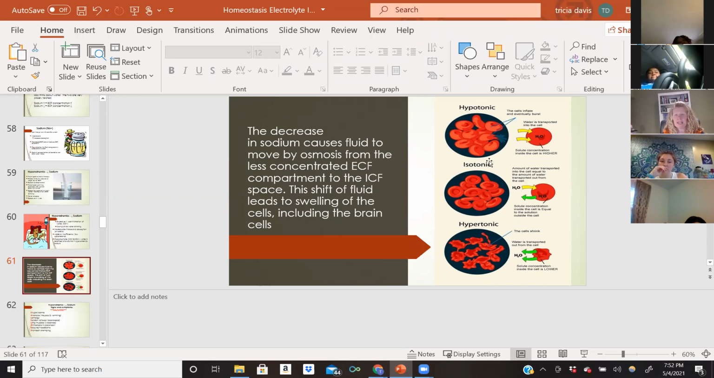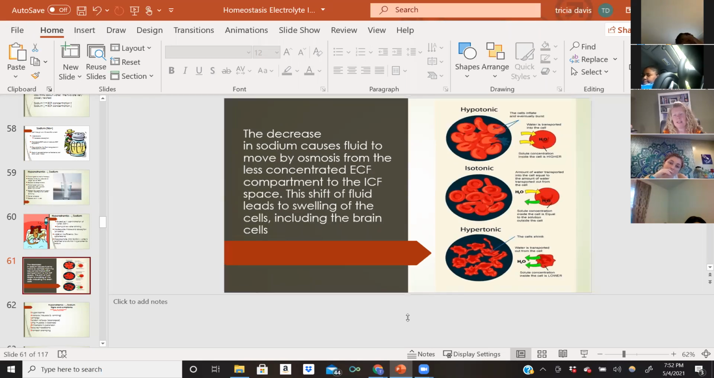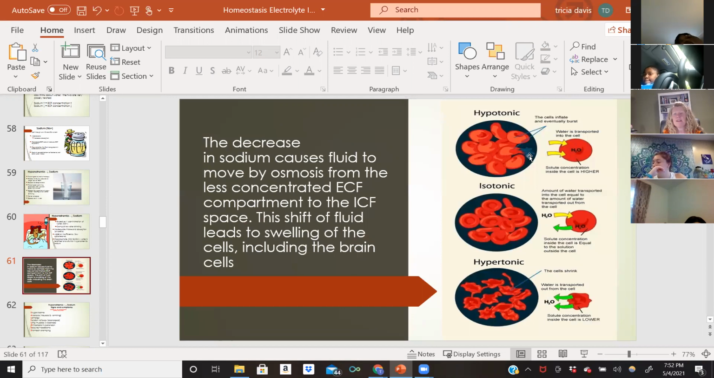I listed your hypotonic, your isotonic, and your hypertonic, so you can see how the fluid shifts. With hypotonic, the cells inflate and they burst. Water is transported into the cell, okay? The solute concentration inside the cell is going to be higher. The cells are going to swell up because all of the water is coming into the cells.